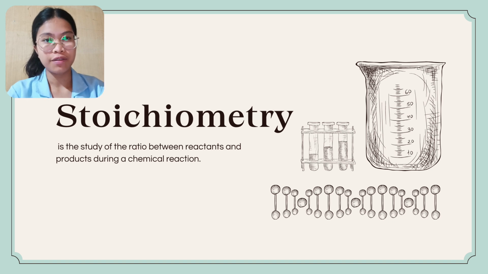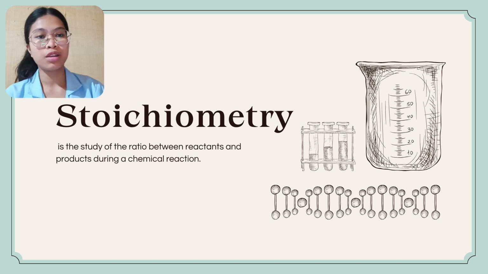Stoichiometry is the study of quantitative relationships between reactants and products in a chemical reaction. It uses the balanced chemical equation to calculate the amounts of substances involved based on mole ratios, molar mass, and the limiting reactant. This helps determine the theoretical yield, which is the maximum product that can form, and the percent yield, which compares the actual result to the theoretical value.